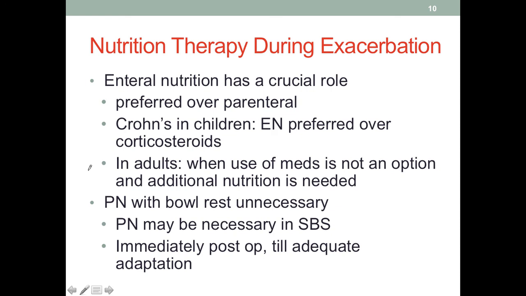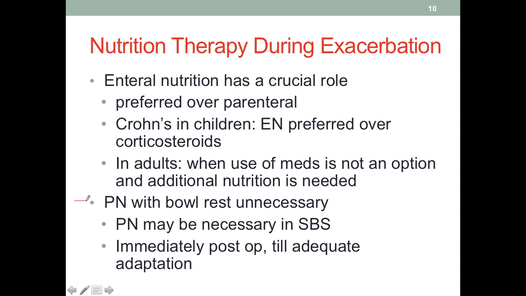For adults with exacerbation, if use of medication is not an option, we will have to use additional nutrition as needed. So again, enteral nutrition should be the first thing to be considered as long as the patient's gut is working. And we do not want to prescribe PN with bowel rest universally, as it is a cookie-cutter approach.